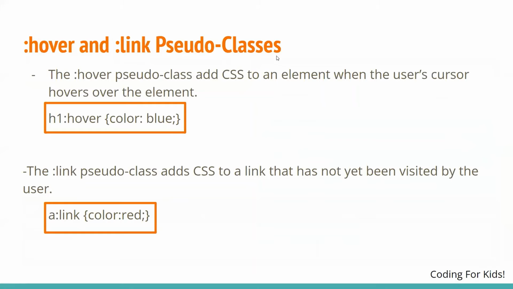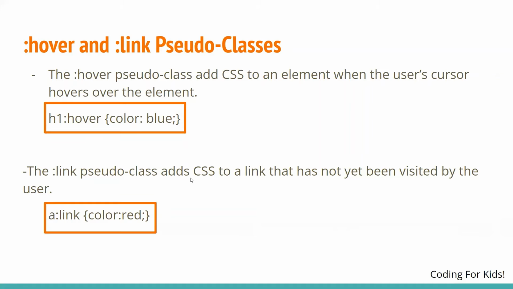So, the hover and link pseudo classes. The hover pseudo class adds CSS to an element when the user's cursor hovers over the element. For example, if we put H1 hover, and then let's say when we hover over it, we want the color to be blue. So let's say our heading is orange, and when we hover over it, then it becomes blue.